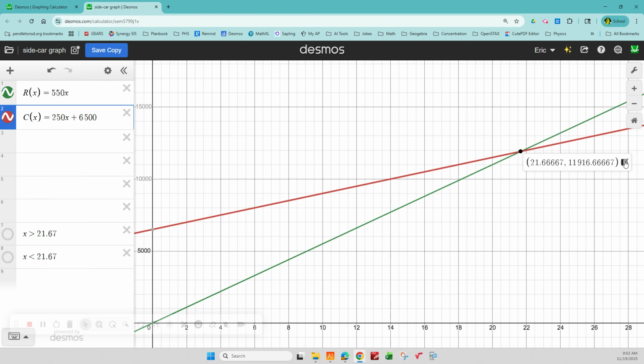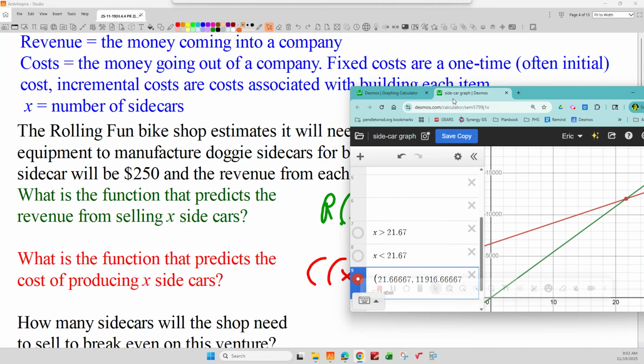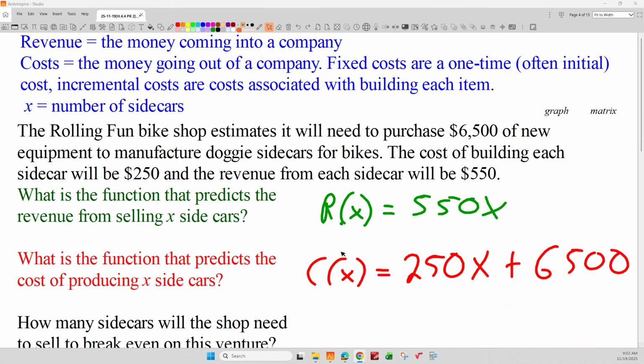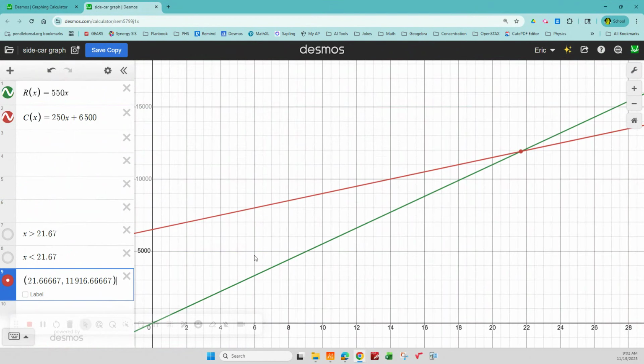So it looks like, how are we going to interpret this? They want to know how many sidecars will the shop need to sell to break even? Okay, so you guys interpret that for me. How many sidecars would we need to sell? Everybody see that?